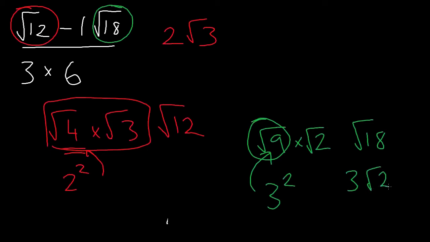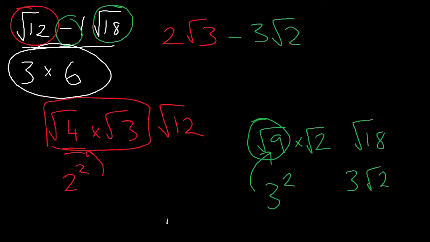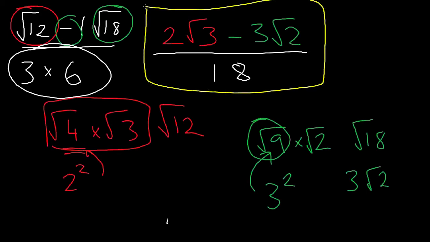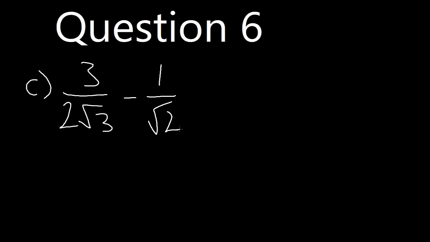Now remember, I should have included this minus out the front. So I'm going to put minus 3 root 2 on the top. So that's now our simplest form on the top. And now simply to do the bottom, all I have to do is 3 times 6, which should be pretty straightforward, which is just going to give me 18. So this whole answer here now in its simplest form is like that.